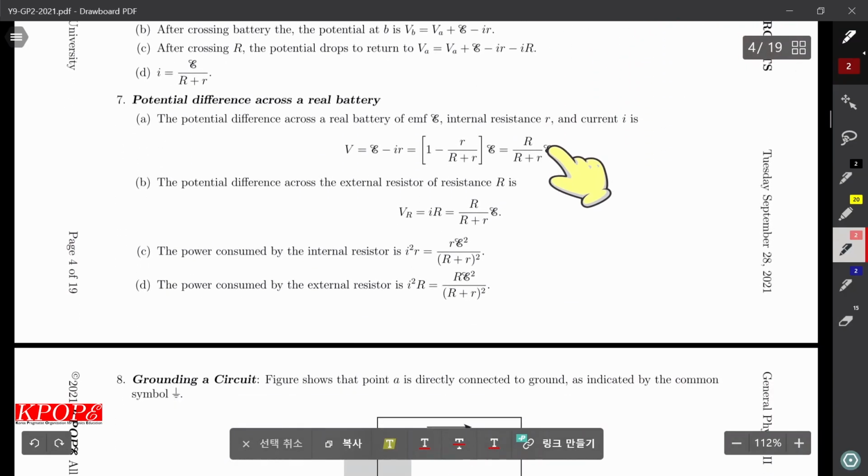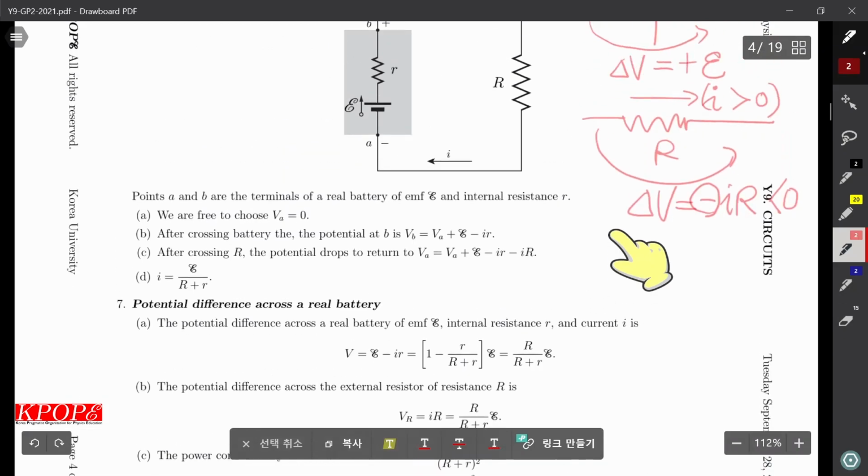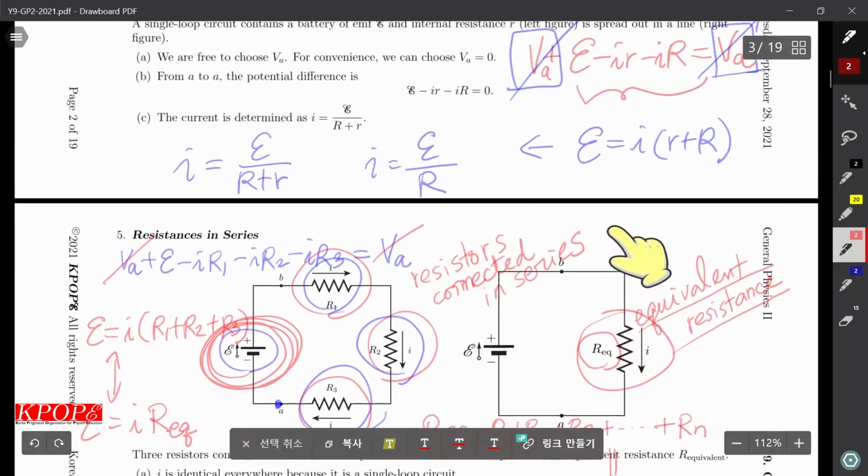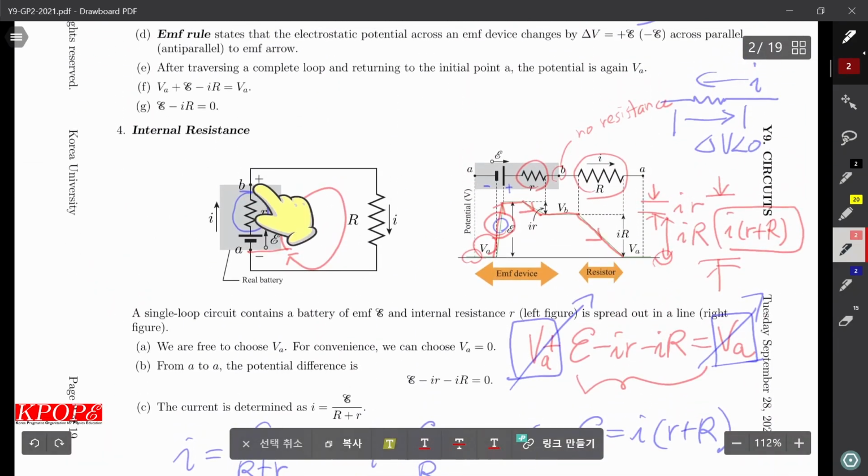Potential difference across the real battery. Real battery, we have considered the internal resistance of a battery.